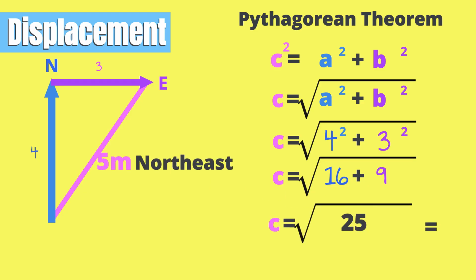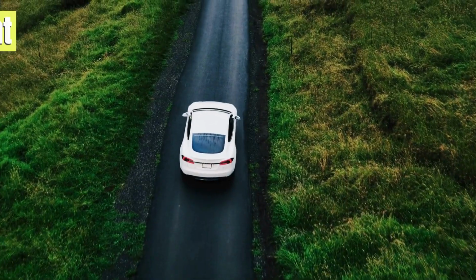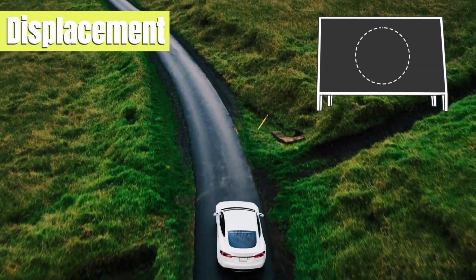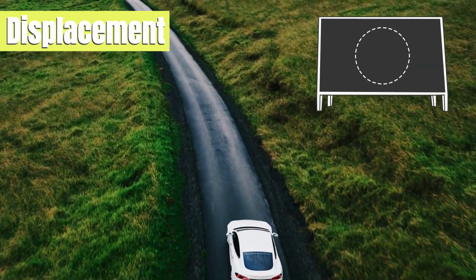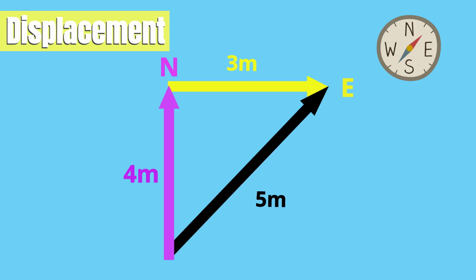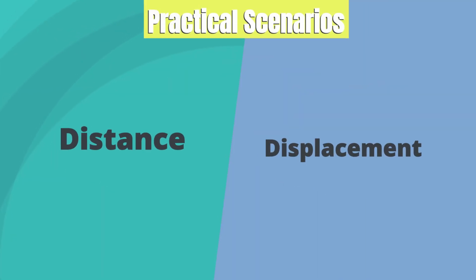Displacement equals 5 meters northeast. In other words, displacement tells you exactly where you ended up relative to where you started. It's precise, directional, and to the point. Show a triangle with legs of 4 meters north and 3 meters east, and the hypotenuse labeled as the 5-meter displacement.